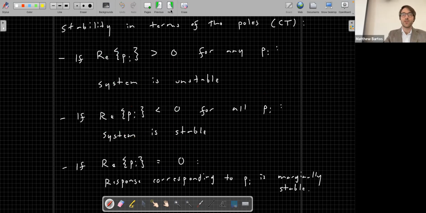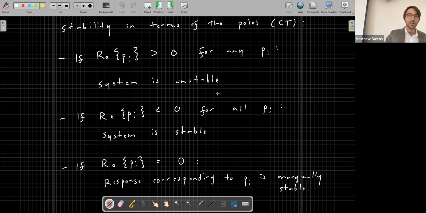So we can summarize as follows. If the real component of the pole for any pole is greater than 0, the system is unstable. If the real component of the pole is less than 0 for all poles, the system is stable. If the real component of the pole is equal to 0, then you can consider that system to be marginally stable, in that it could become unstable depending on the input or depending if there are repeated roots.